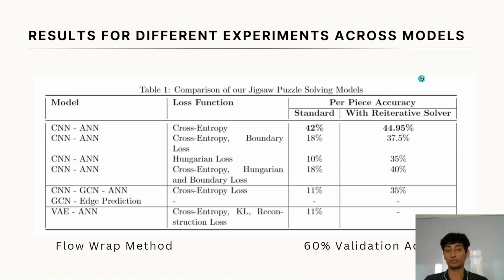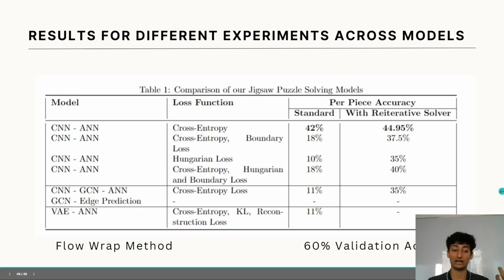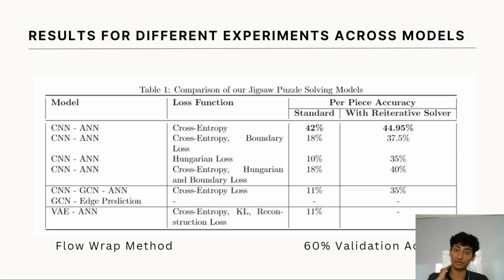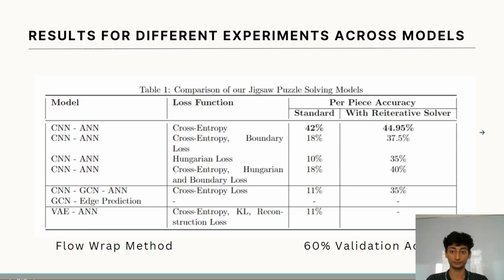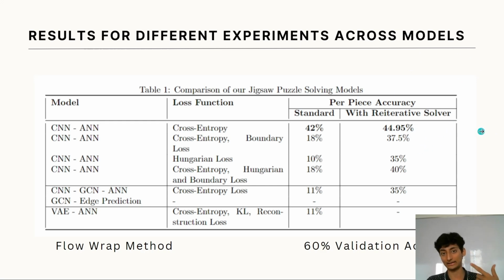These are the results from different experimentations across the models and the losses that we have: the CNN model, the CNN GCN ANN model, the VAE ANN model. You can look at this. We have not added the flow warp method, the 60% validation accuracy, but it is mentioned in the slides. Have a look at this and let me know if you have any doubts. With reiterative solver, we mean the trial and error approach that we have mentioned.